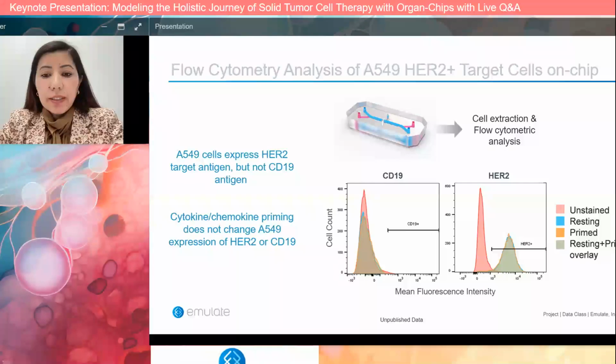So let's look at the results now. We used A549, as I mentioned earlier. A549 cells express HER2 antigen. They lack CD19 antigen. And shown here is the mean fluorescence intensity. And what is also interesting is that the cytokine chemokine priming did not alter the antigen expression of either HER2 or CD19, which makes it an ideal tumor cell line to test these CARs.